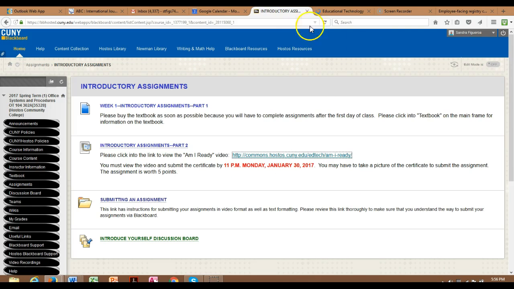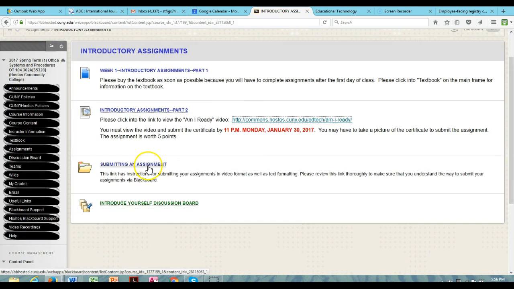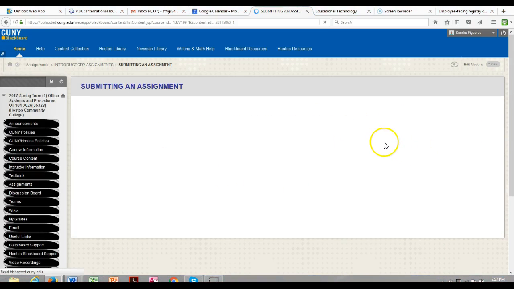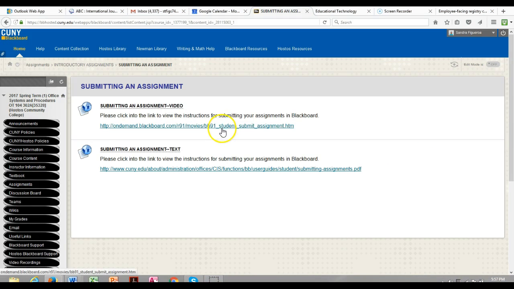Okay, so when you're ready, you may have to take a picture of the certificate, because at the end of the Am I Ready, you will have a certificate to prove that you had enrolled in the course, the video. All right, and make sure that you understand what you have to do. Okay, submitting an assignment. This will be when you have to submit the certificate. All right, you'll have video instructions as well as text instructions to show you how to submit an assignment.